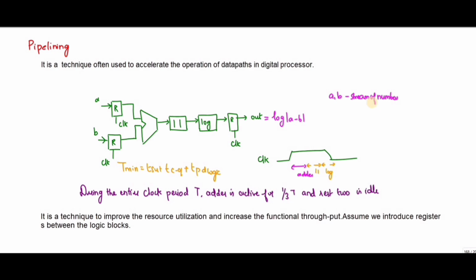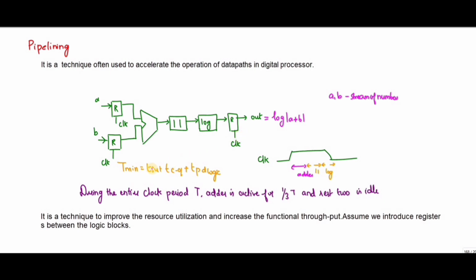So here A and B are given to an adder, so this is A plus B. It is given to an adder, and after that you need to take the magnitude of this function. Then you have to take the log. After that it is stored in the register, and you are going to take the output.